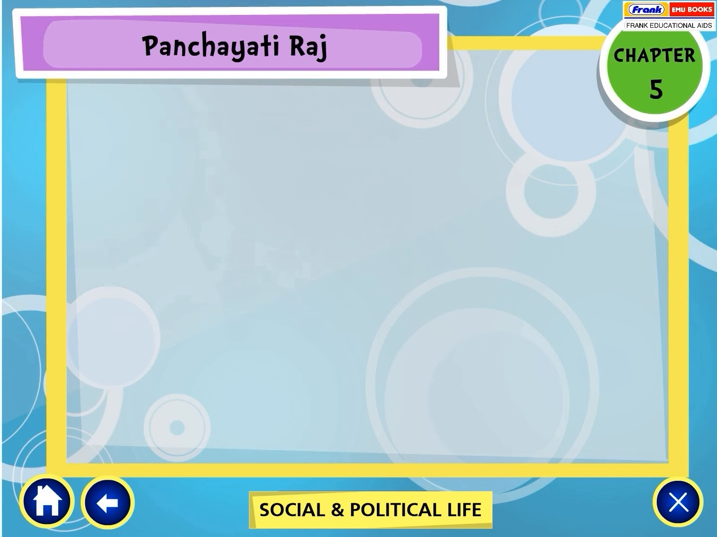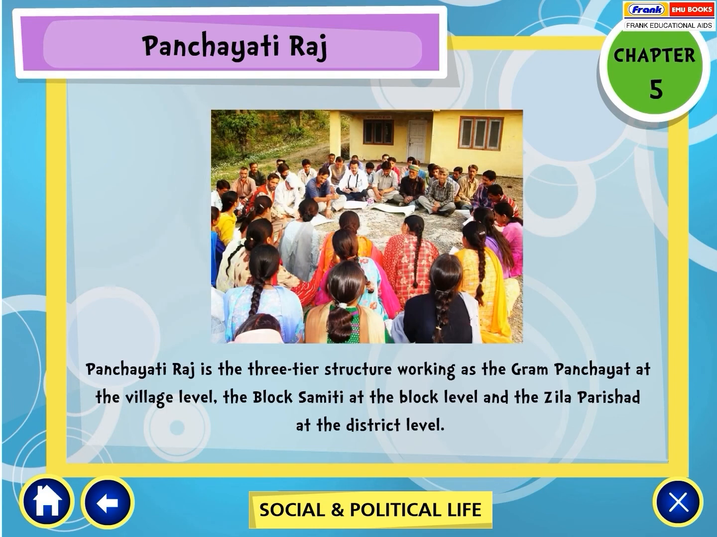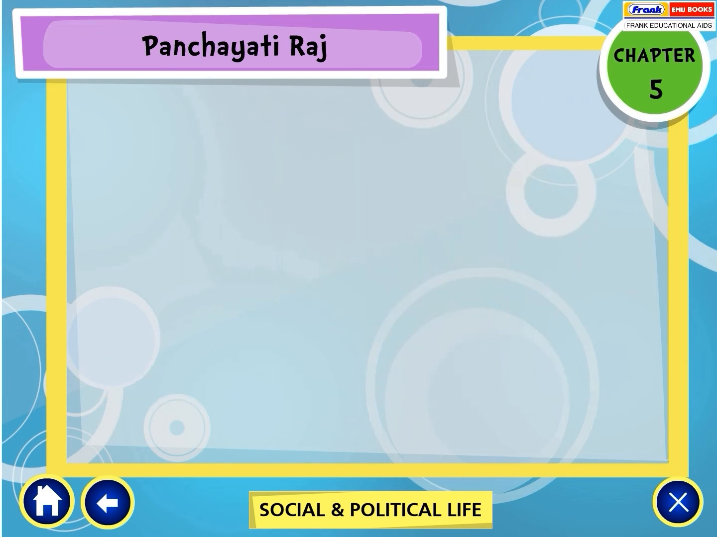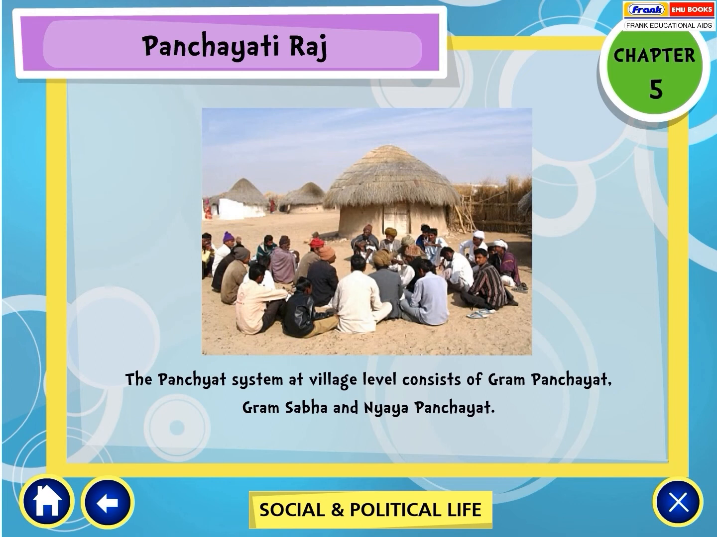Panchayati Raj. Panchayati Raj is the 3-tier structure working as the Gram Panchayat at the village level, the Block Samiti at the block level, and the Zilla Parishad at the district level. The Panchayat system at village level consists of Gram Panchayat, Gram Sabha and Nyaya Panchayat.